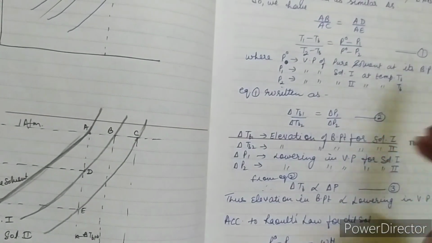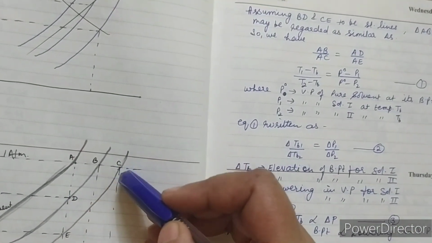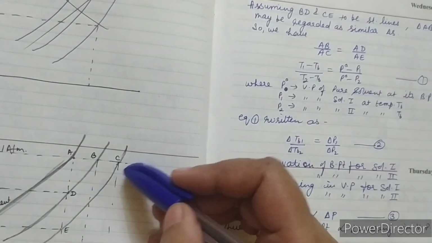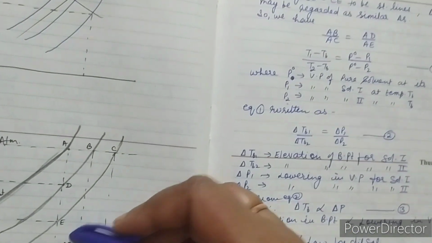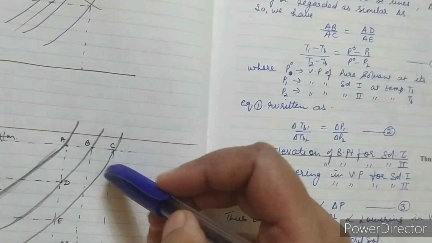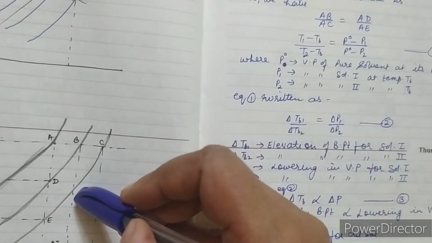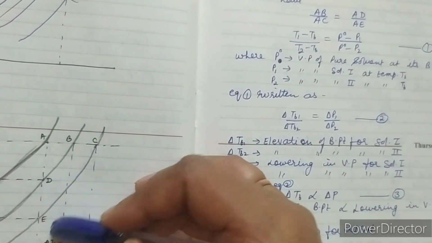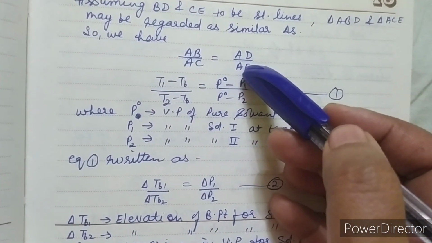Now if we consider here this line BC, BD and CE as straight lines, then you can consider the triangles ABD and ACE as similar triangles, and with the law of similarity you can write AB upon AC is equal to AD upon AE, as I have written here, because we consider these two triangles as similar.